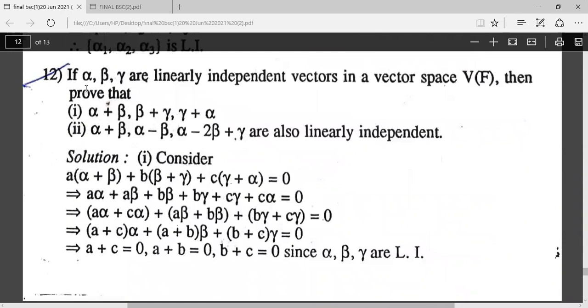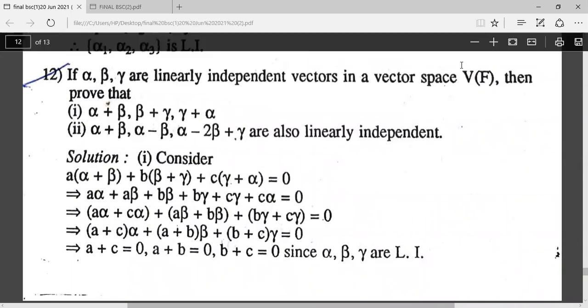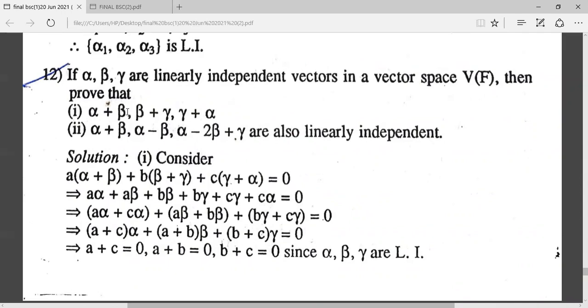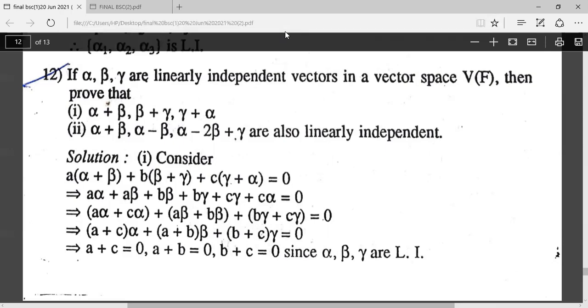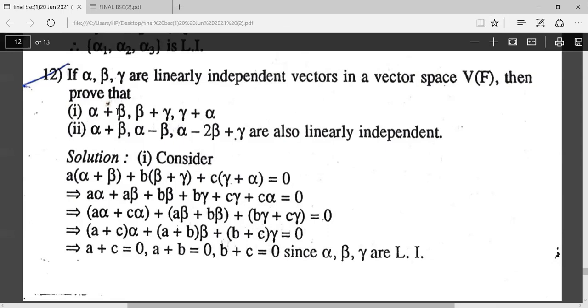Next, we shall take another problem. This problem was asked in the examination. If alpha, beta, gamma are linearly independent vectors in a vector space V of F, then prove that alpha plus beta, beta plus gamma, and gamma plus alpha are linearly independent. So we have alpha plus beta.